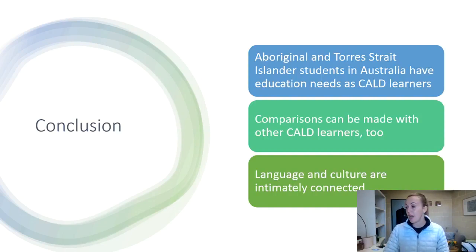So in conclusion, Aboriginal and Torres Strait Islander students here in Australia have educational needs that we have an obligation to address as educators, and they are culturally and linguistically diverse learners. We have other culturally and linguistically diverse learners here in Australia as well, and in the Perth context, where we're learning here at ECU. We can make comparisons between some of that theory that I've talked about for how to promote the culture of Aboriginal and Torres Strait Islander learners too. And again, someone's language and culture, their way of speaking and their culture, is intricately connected.